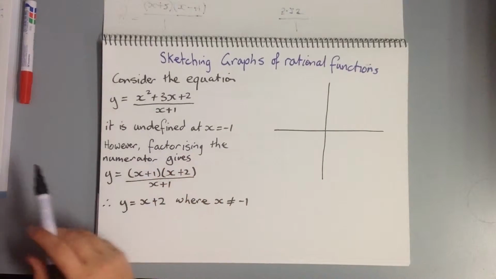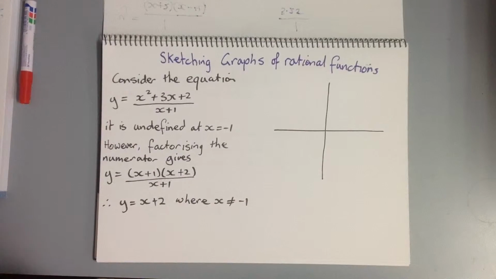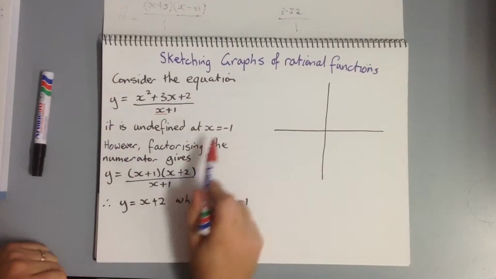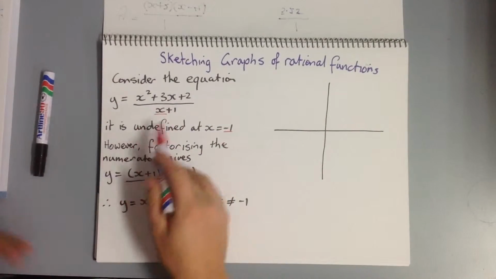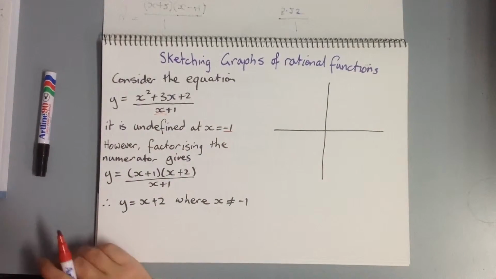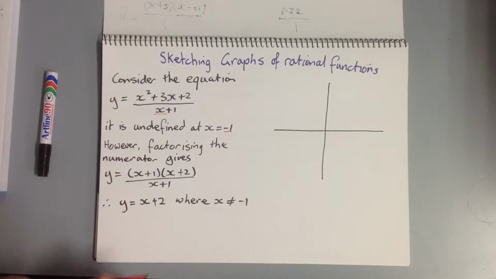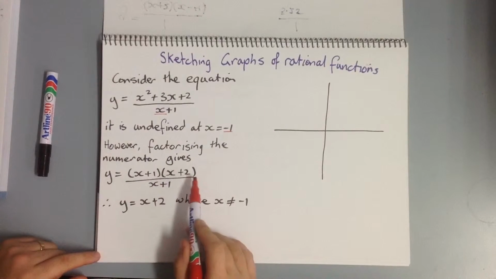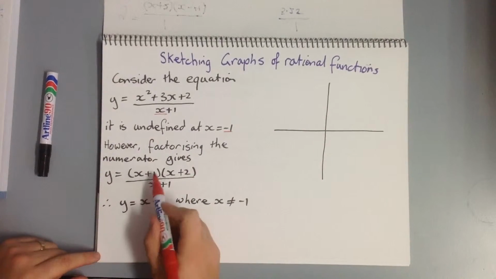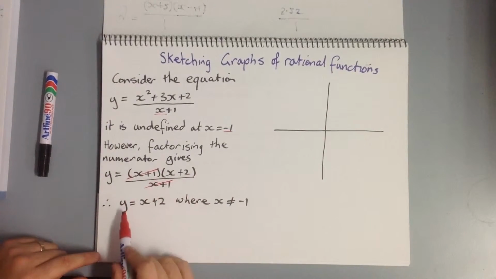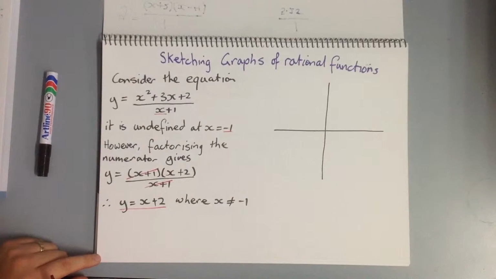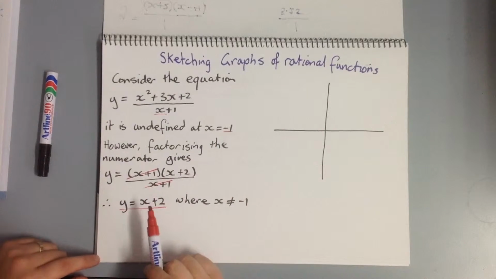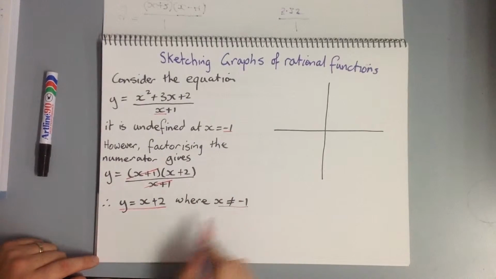We should be able to see that the function will be undefined when x is equal to -1. Put -1 in there, the denominator is 0, it's undefined. However, factorising the numerator gives us (x plus 1)(x plus 2) over (x plus 1). As we can see, they cancel out to leave us with y equals x plus 2. But we can't ignore the fact that earlier we said that x can't equal -1. So we need to have that.